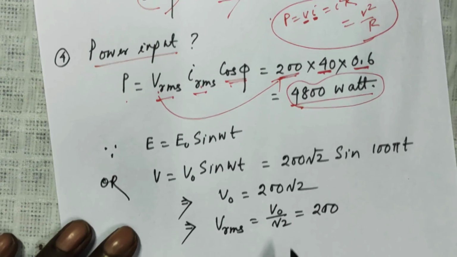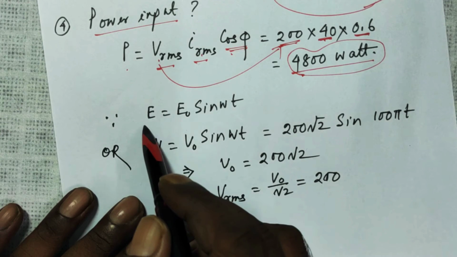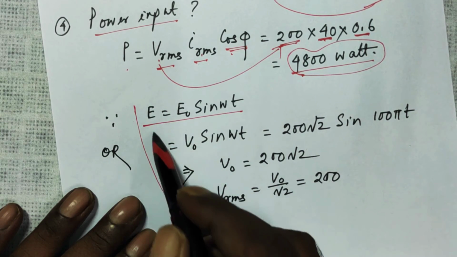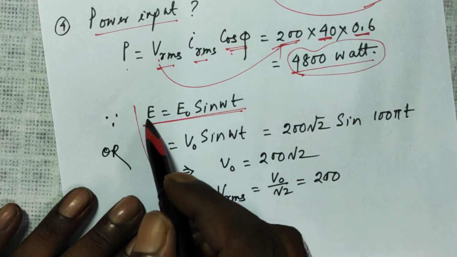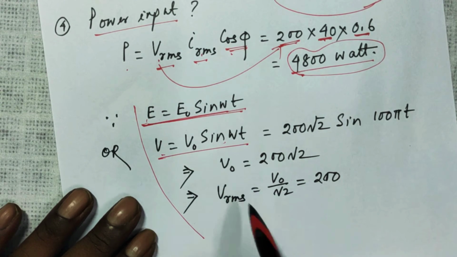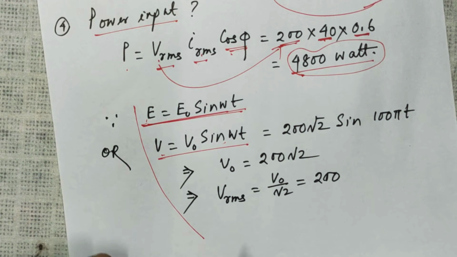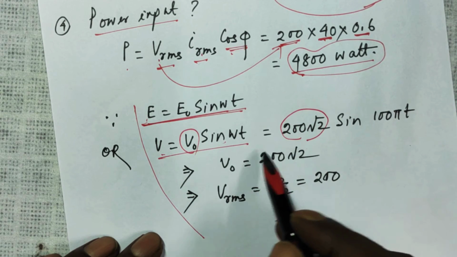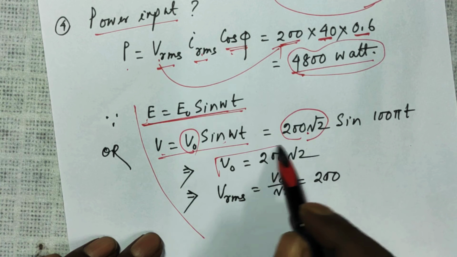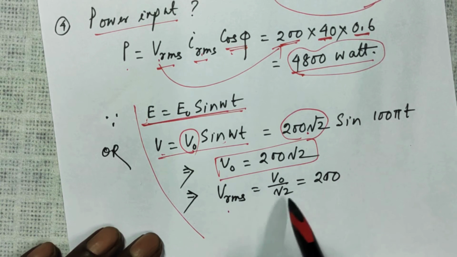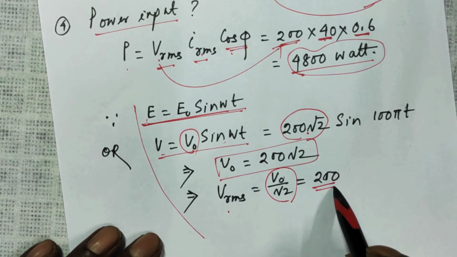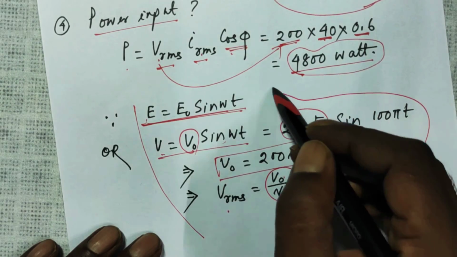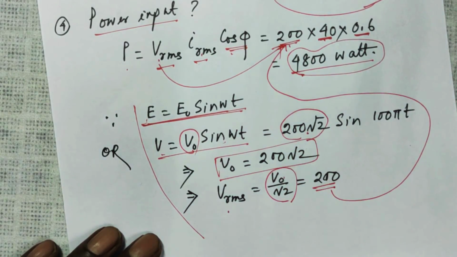Now, E is equal to E naught sin omega t, or you can write V is equal to V naught sin omega t, one and the same thing. If you compare V naught here with this, your V naught is 200 root 2, and V RMS is equal to V naught by root 2, so that is equal to 200. Therefore, 200 is put here. Then coming back to two more pages.